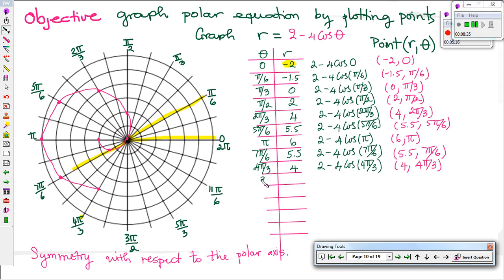Okay, next, we'll do 3 pi over 2. So we'll do 2 minus 4 times cosine of 3 pi over 2. And that will give us 2, so we will plot the point 2 comma 3 pi over 2. So we go to 3 pi over 2, and from the pole we count 1, 2. So again, you can see right here that the polar axis is the symmetry of the graph.